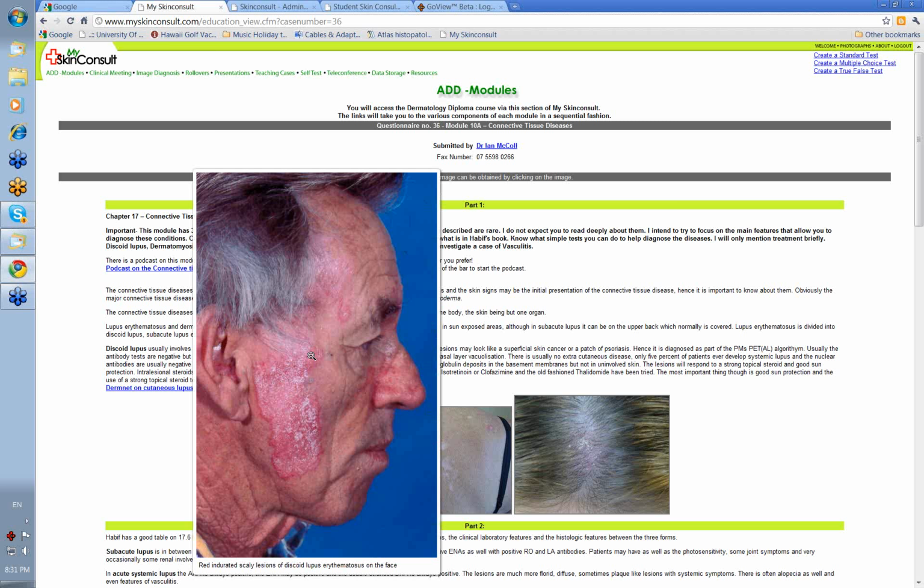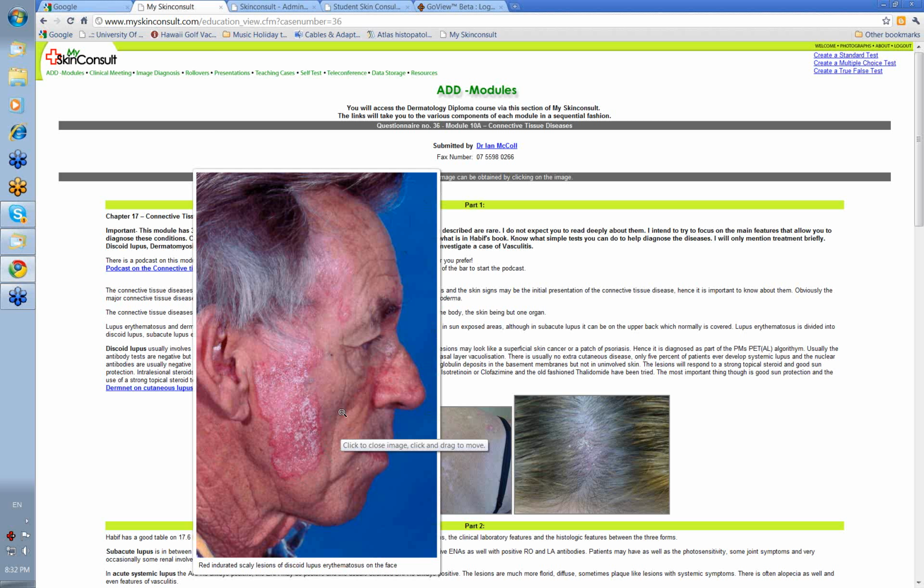Solar damage, you might well look at that and think it's a big skin cancer, or think that it's an SCC in situ, and do your biopsy. And it's not the first case of discoid lupus that's been misdiagnosed, both clinically and for that matter histologically, as solar damage and perhaps a well-differentiated SCC. But this is discoid lupus.